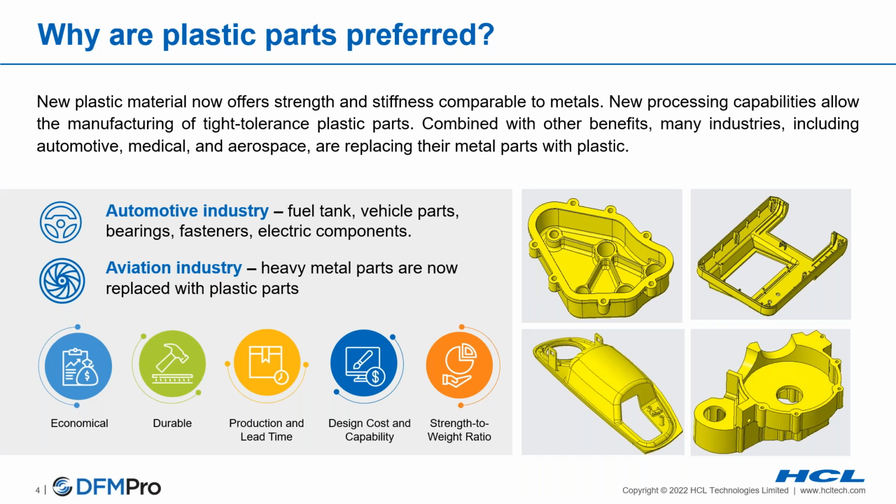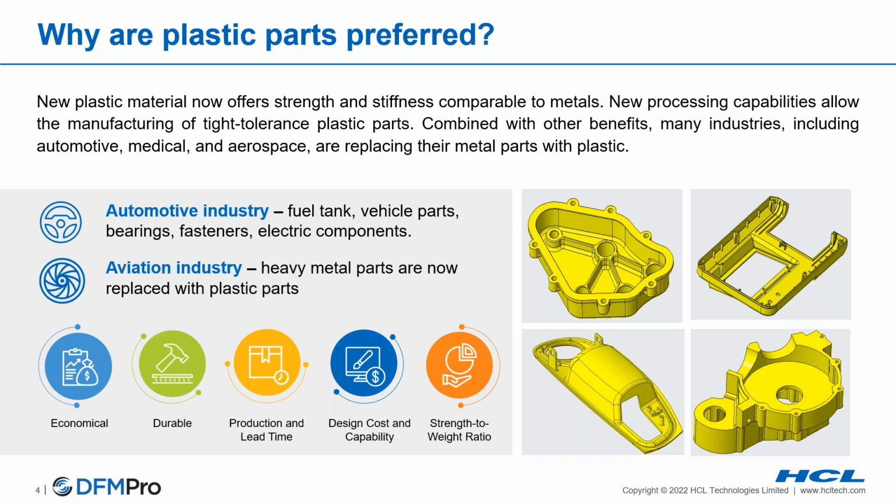So why are plastic parts preferred? New plastic materials now offer strength and stiffness comparable to metals. New processing capabilities allow the manufacturing of tight tolerance plastic parts. Combined with other benefits, many industries, including automotive, medical, and aerospace, are replacing their metal parts with plastic. In the automotive industry, for example, fuel tanks, vehicle parts, bearings, fasteners, and electrical components have already been replaced with plastic components. The aviation industry has also started replacing heavy metal parts with plastic parts.